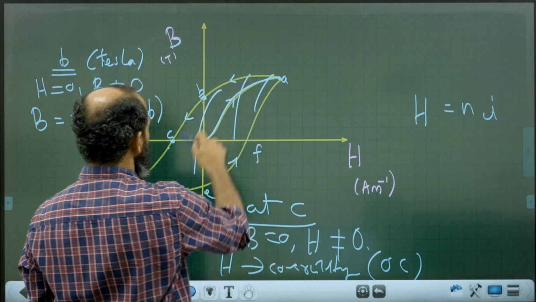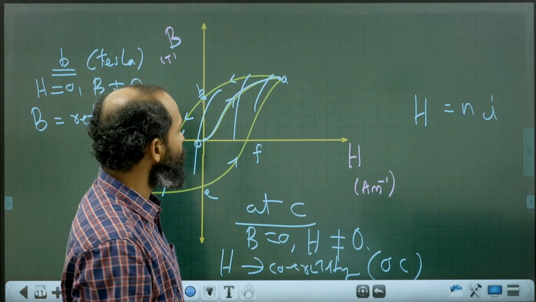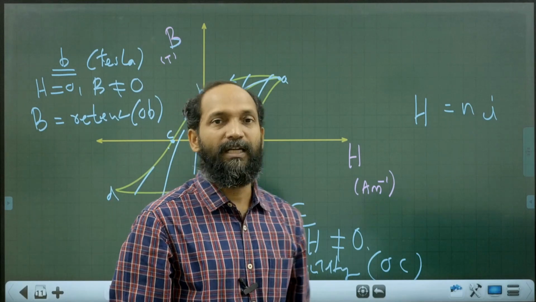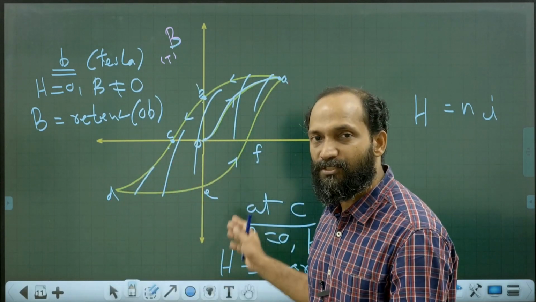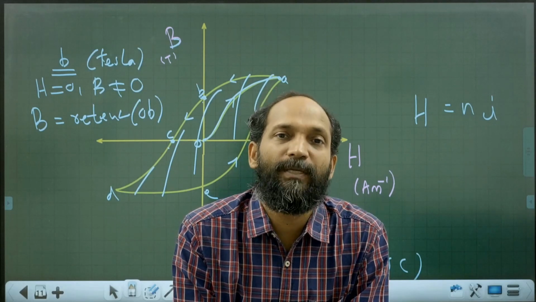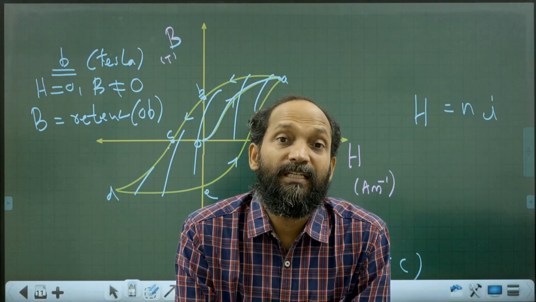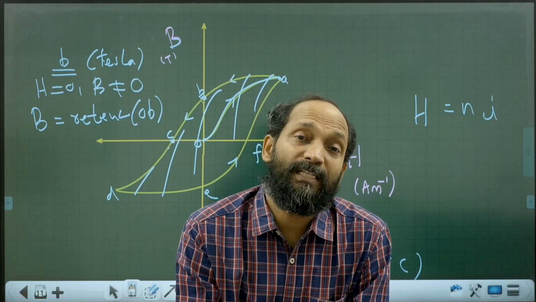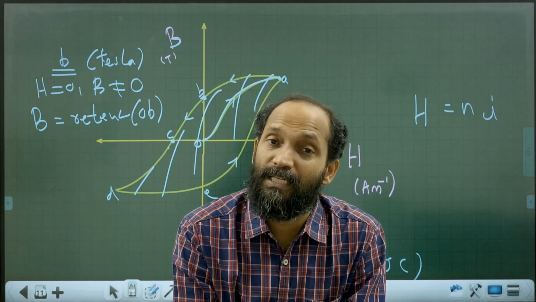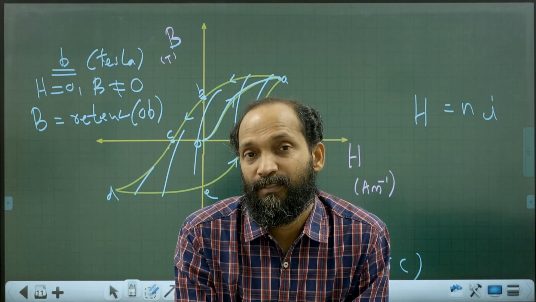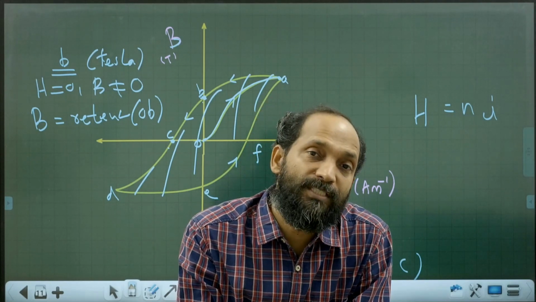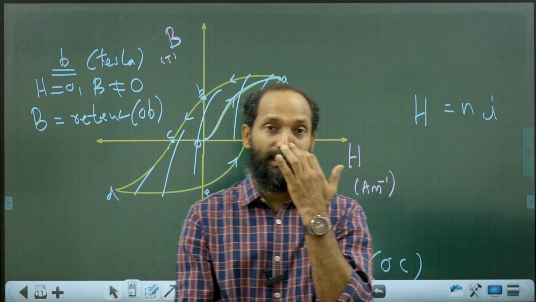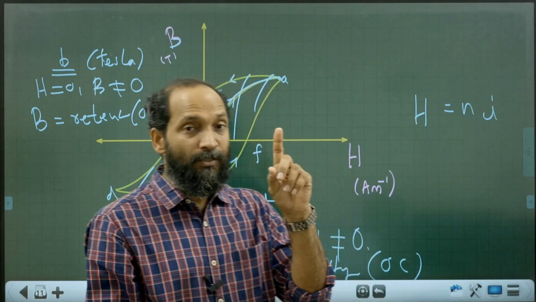This area, when you measure, you get the dimensions of energy density, energy per unit volume. That is called hysteresis loss, magnetic hysteresis loss. This loop is called the hysteresis loop, and this loop area will tell you the energy lost as heat per cycle of magnetization and demagnetization of the sample per unit volume. So hysteresis loss is described as the energy lost as heat per cycle of magnetization and demagnetization per unit volume of the ferromagnetic core.